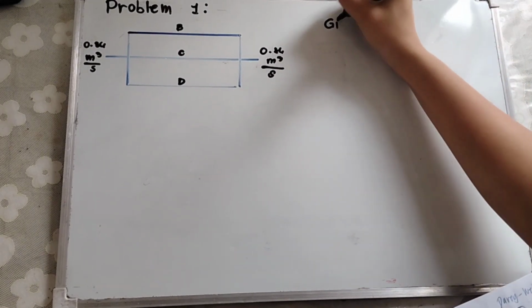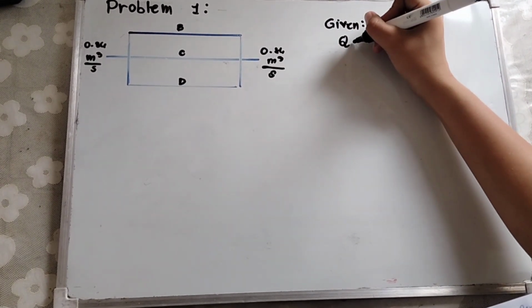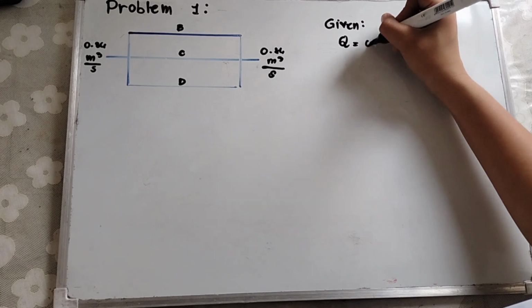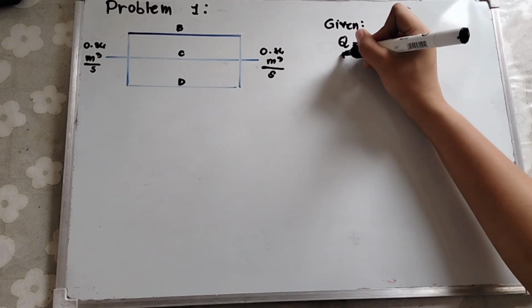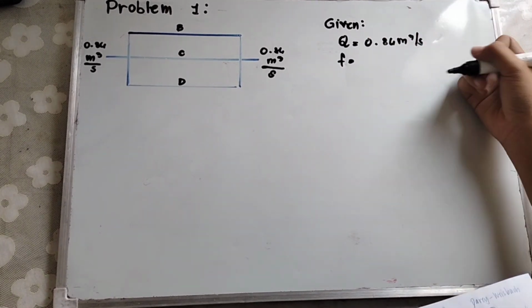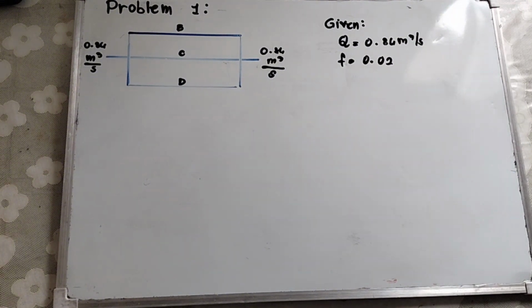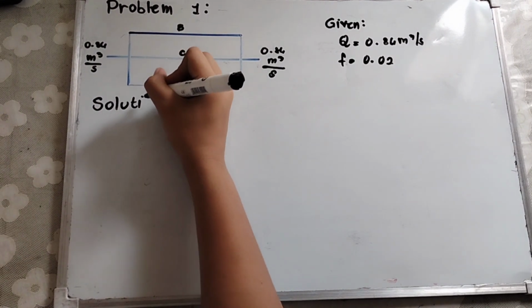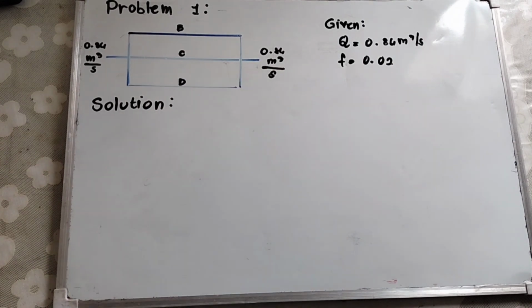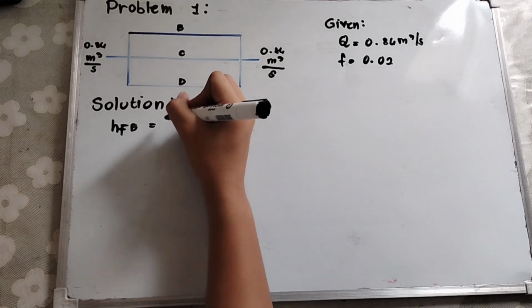In solving a problem, of course, we need to find the given. First, we have the discharge, which is 0.86 cubic meters per second, and the friction factor, which is 0.02. Now, going back to our concept, the head losses in parallel pipes are just equal. So, for our solution, we can say that the head loss at pipe 1 is just equal to the head loss at pipe 2.